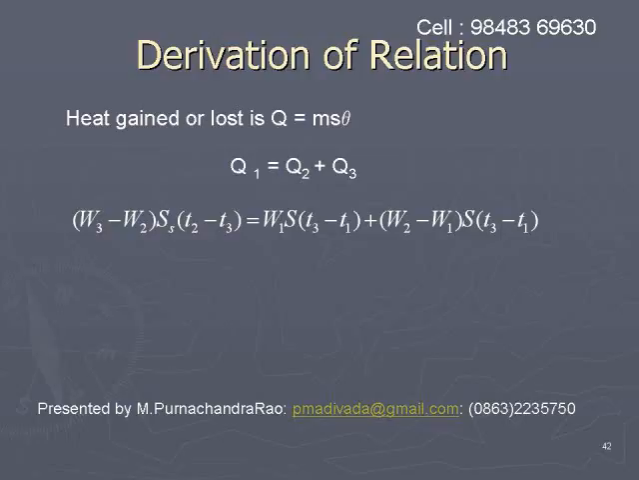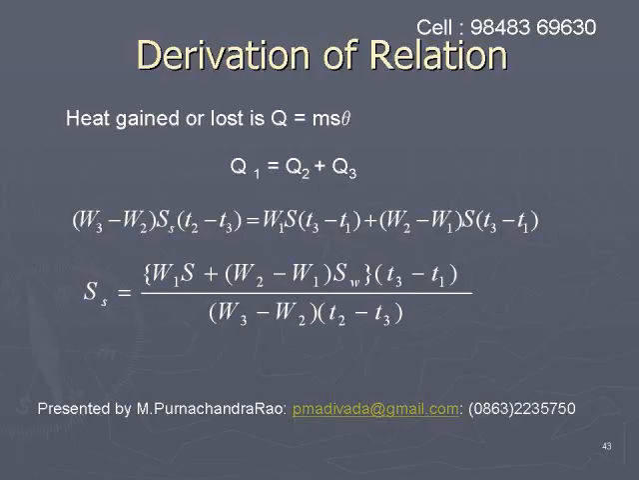By substituting the values of Q1, Q2, Q3, we get (W3 minus W2) into Ss into (T2 minus T3) is equal to W1 S into (T3 minus T1) plus (W2 minus W1) into Sw into (T3 minus T1). Therefore, Ss is equal to (W1 S plus (W2 minus W1) Sw) multiplied by (T3 minus T1), whole divided by (W3 minus W2) into (T2 minus T3).